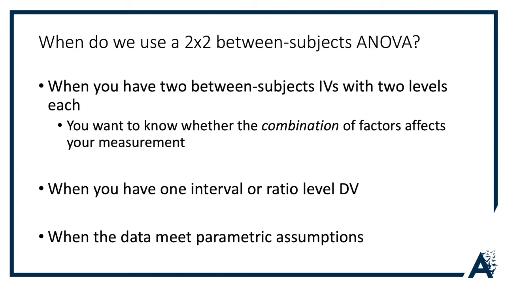When you have two between subjects independent variables, both with two levels. So you want to see whether the combination of each factor affects your measurement. The dependent variable should at least be interval or ratio. And because it's a parametric test, we want to make sure it meets the assumptions.